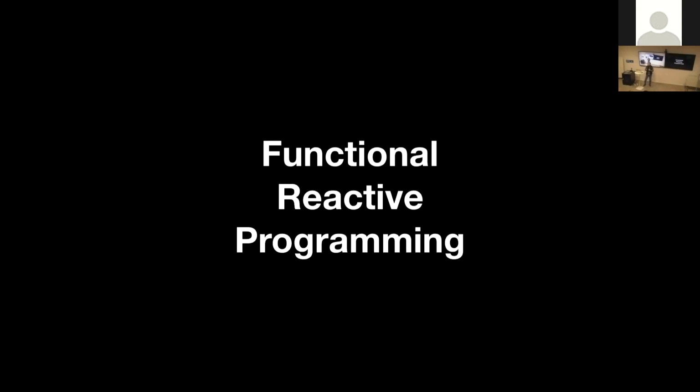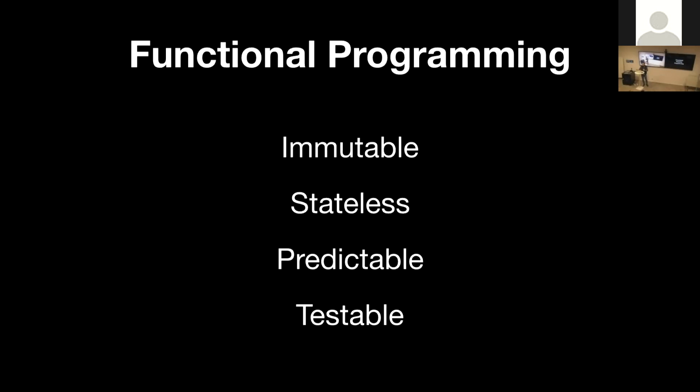So what is functional reactive programming exactly? Well, there's functional programming and functional reactive programming. Swift brought it to the foreground, but at its core, functional programs have functions, and these functions have properties. They're immutable, so they don't modify state. They create new state if needed. They're stateless, so they don't know anything about their past.